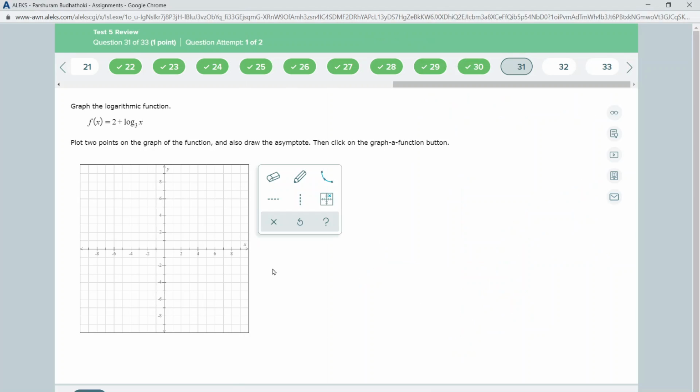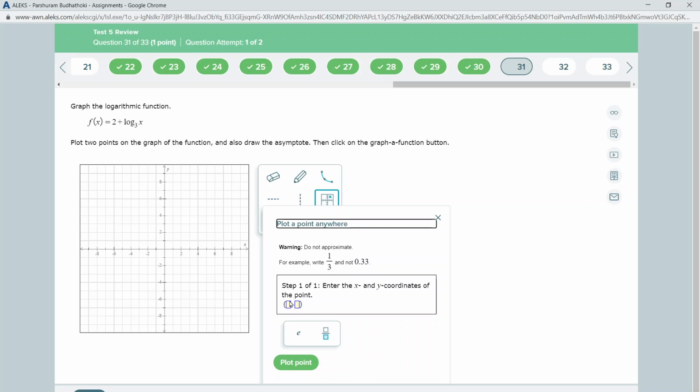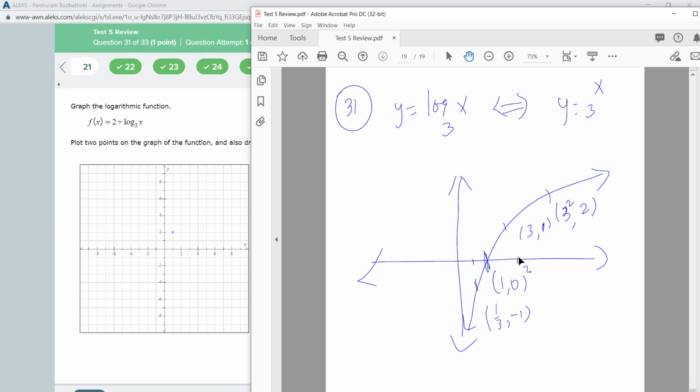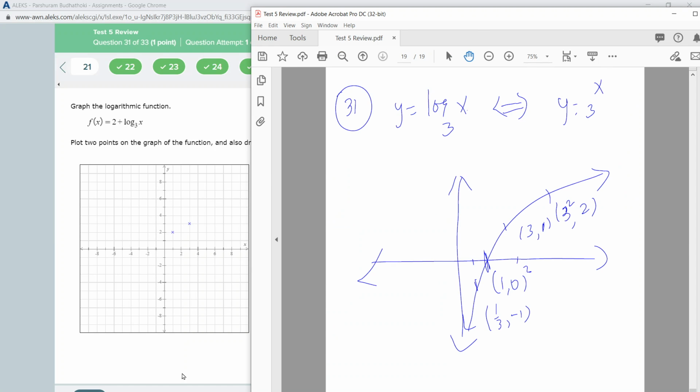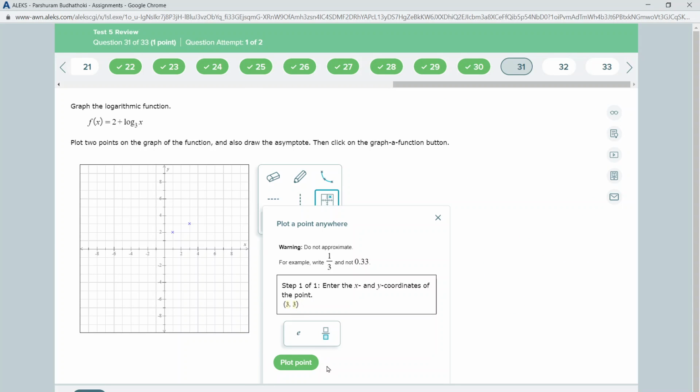So I'm going to plot that. (1, 0) becomes (1, 2). Plot it. And the next point is (3, 1) becomes (3, 3), because the x coordinate is the same, and the y coordinate you are just changing by 2 units up. (3, 1) becomes (3, 3).